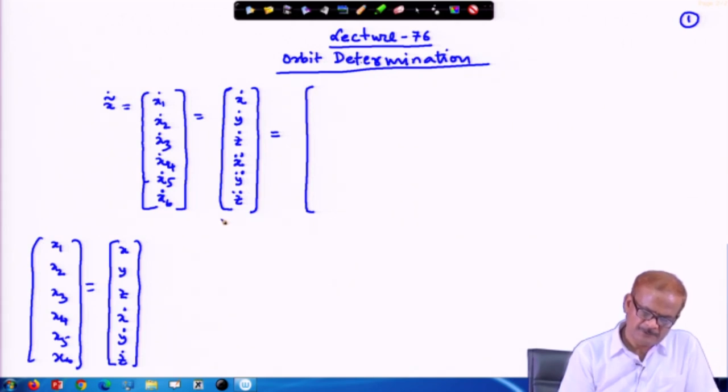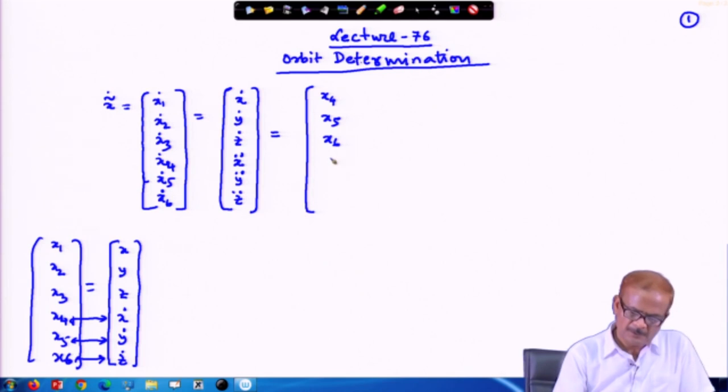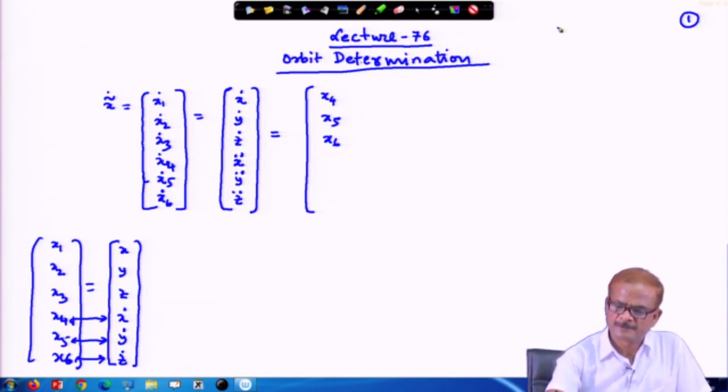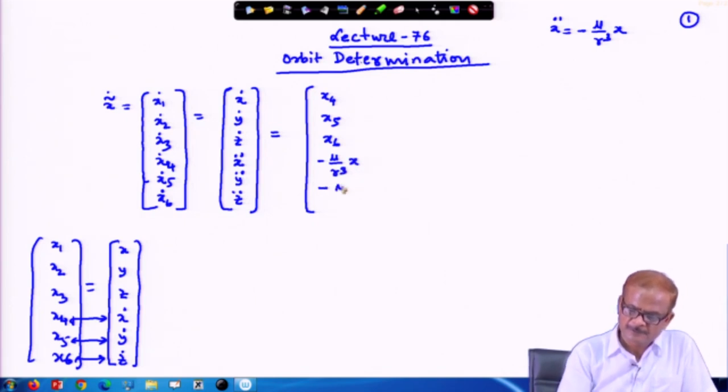So, what we see from this place, x 4 equal to x dot, x 5 equal to y dot and x 6 equal to z dot. So, here we write x 4, x 5, x 6 and then x double dot, the basic equation we had x double dot equal to minus mu by r cube x, this was our basic equation. So, we replace these quantities here, y double dot by minus mu by r cube y and z double dot equal to minus mu by r cube z.